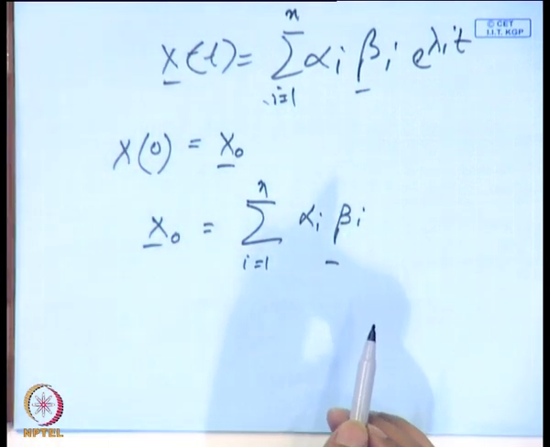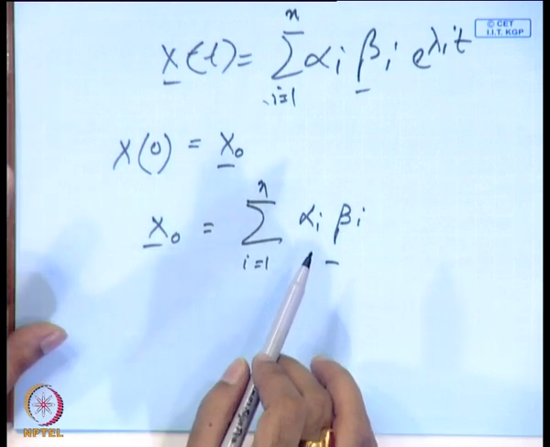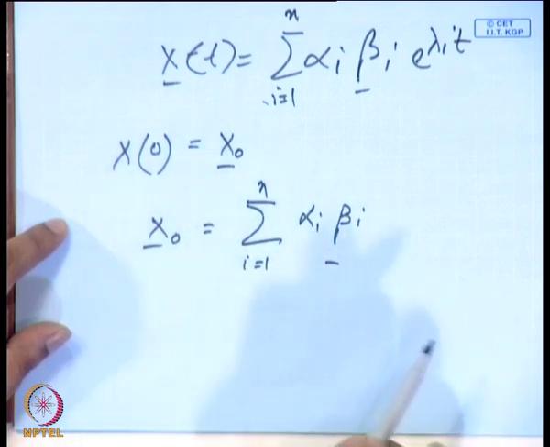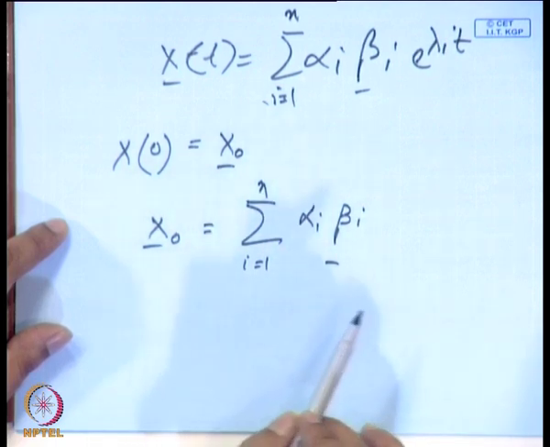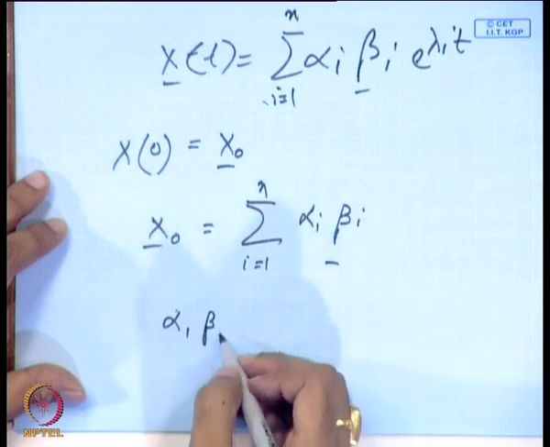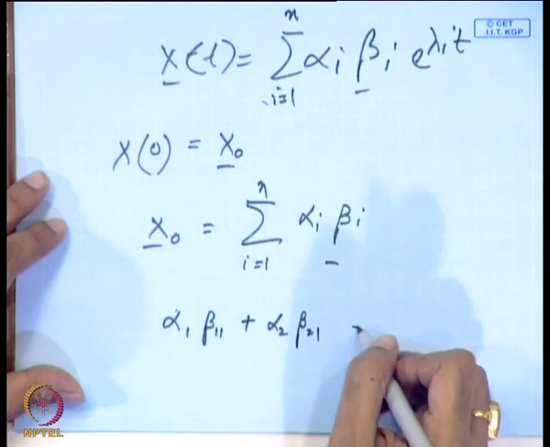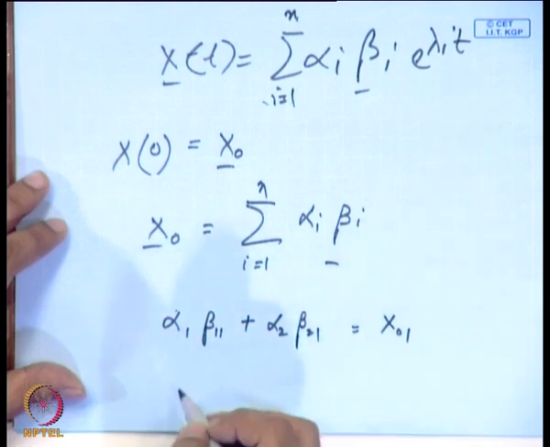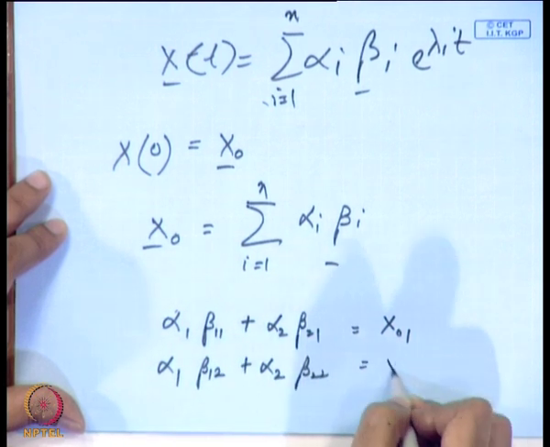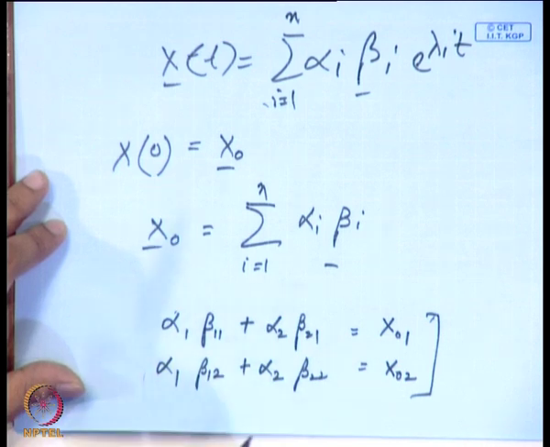Now my eigenfunctions are known, so there have to be unique values of alpha I such that this will work out. Let us say you have a 2 by 2 matrix and each beta I has elements in each of these directions. Then alpha 1 times beta 1 1 plus alpha 2 times beta 2 1 should equal x naught 1, the first element. Similarly, alpha 1 times beta 1 2 plus alpha 2 times beta 2 2 should equal the second element. You have 2 unknowns, alpha 1 and alpha 2, and 2 equations, so you can solve for them and get the values, fine.